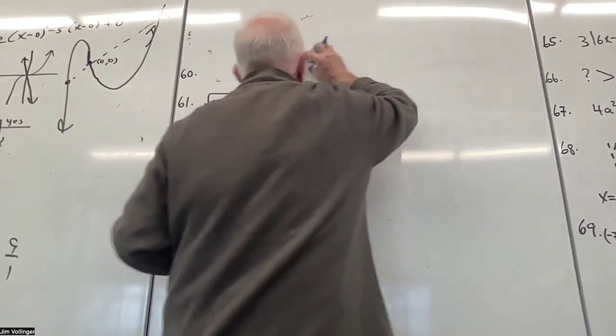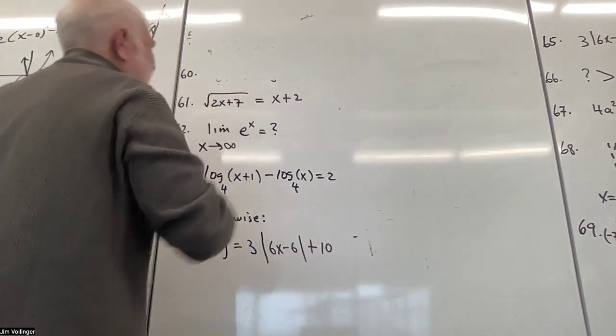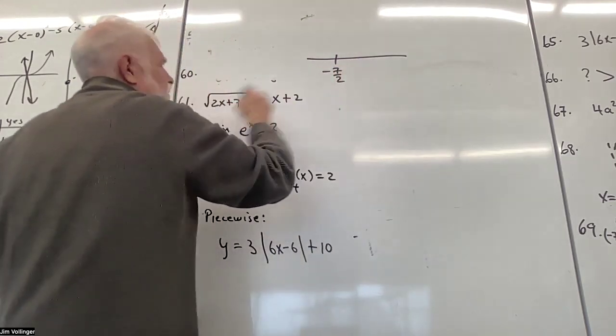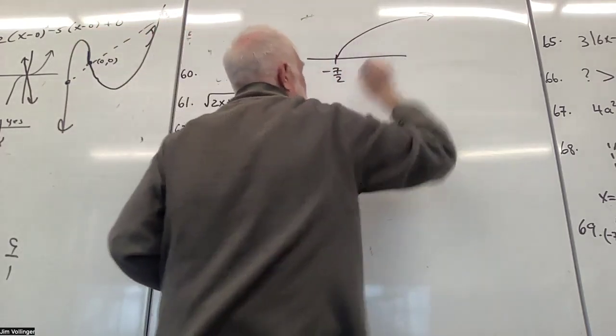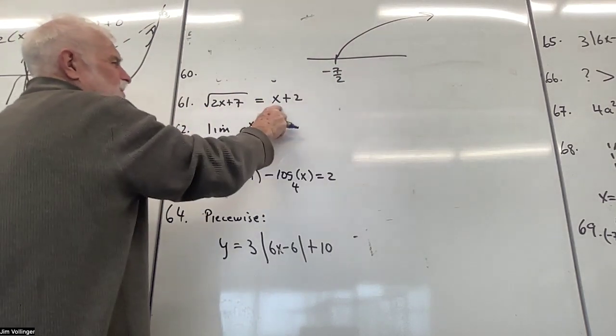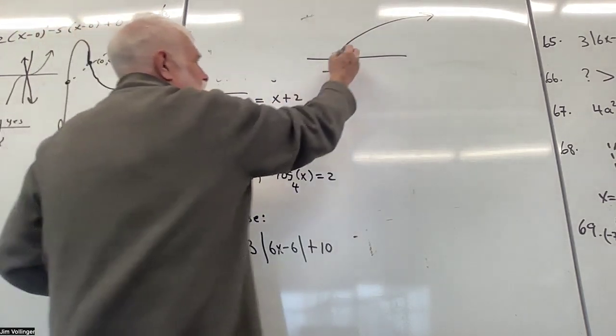Boom. I think this one yesterday gave you a little issue. -7/2, and it's a square root function, so it's going up twice as fast as the parent function because of that 2. X plus 2, -2.